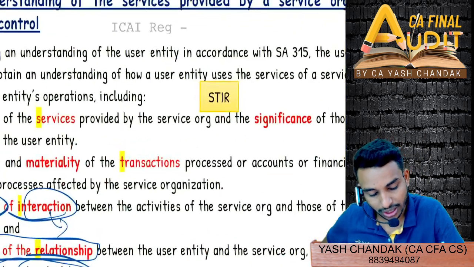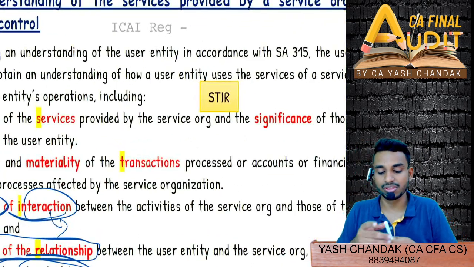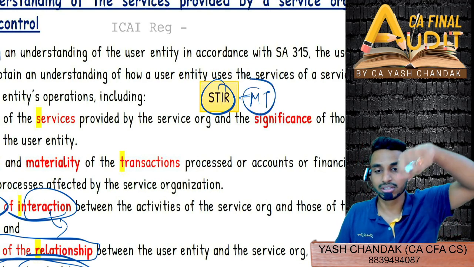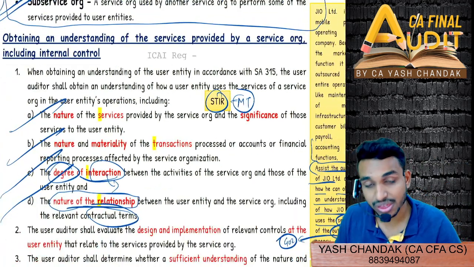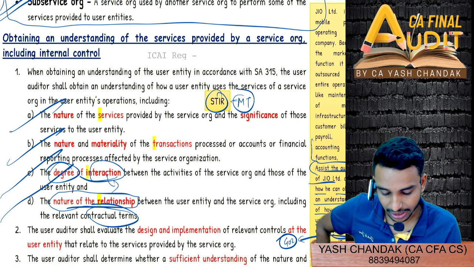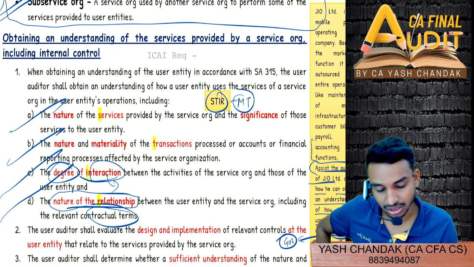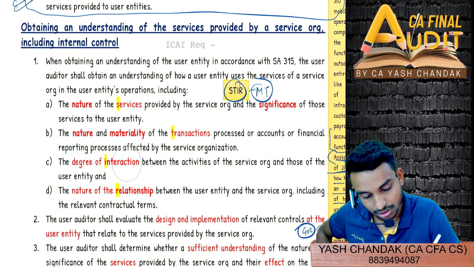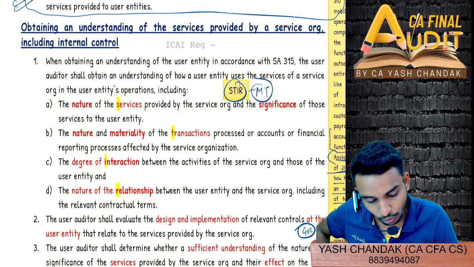If you want to learn, you can also mark this as STIR. So S for nature of service, what is the nature of the service? T for materiality and nature of the transaction. Then I for interaction and R for relationship.